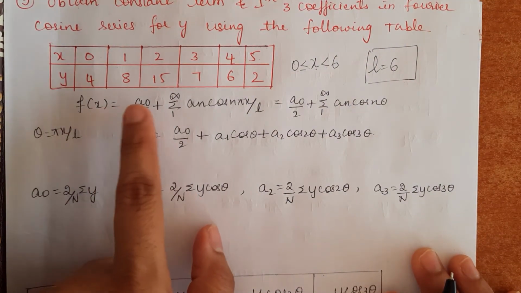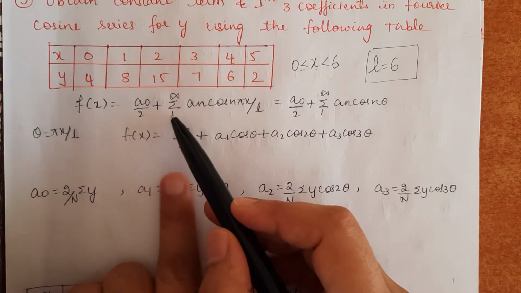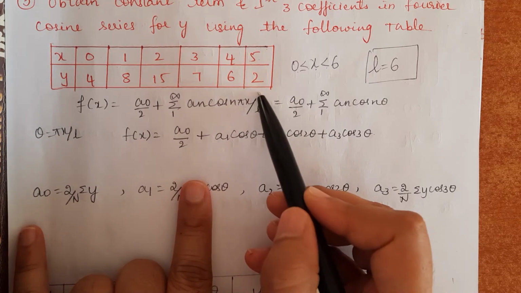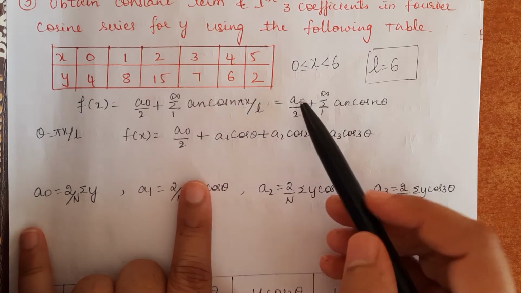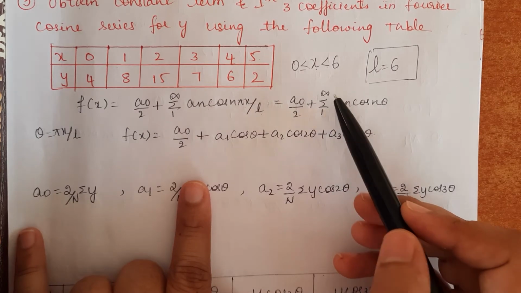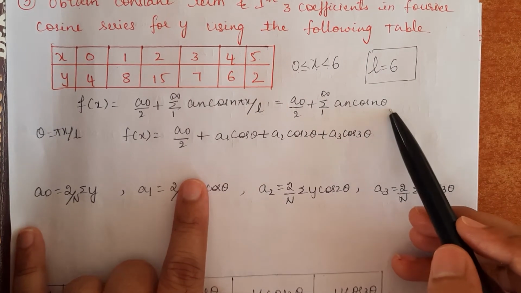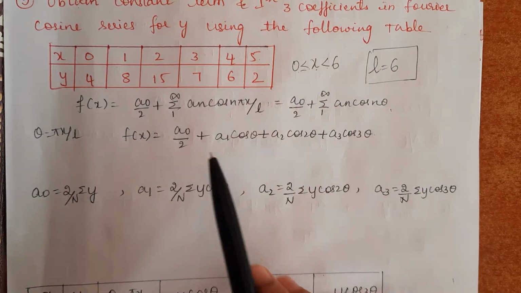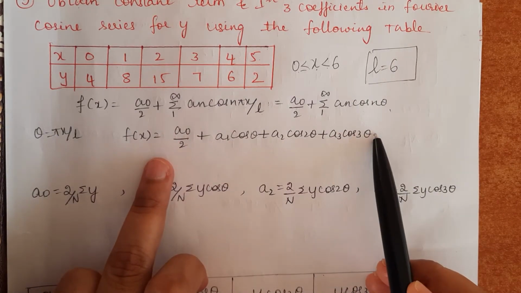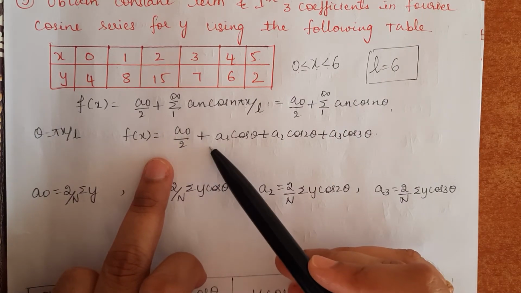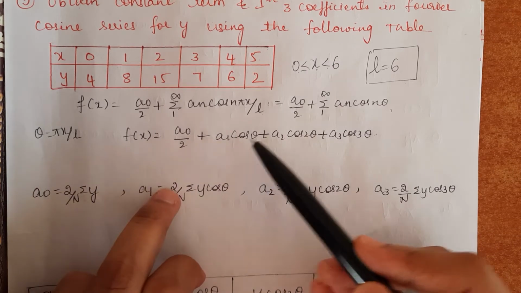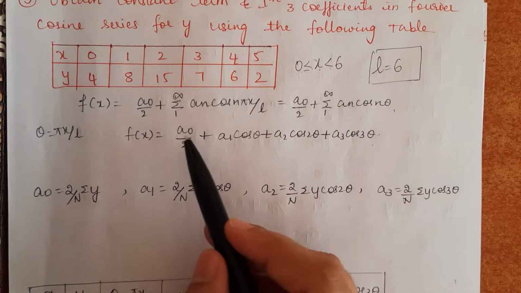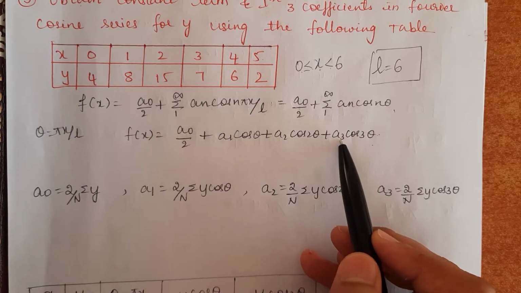And f of x equals a naught by 2 plus summation n equals 1 to infinity a n cos n pi x by L. And we know that pi x by L should be taken as theta. So a naught by 2 plus summation 1 to infinity a n cos n theta. Since we want the values up to the third harmonic of the cosine term, I will rewrite the formula like this: a naught by 2 plus a1 cos theta plus a2 cos 2 theta plus a3 cos 3 theta. Here we should calculate a0, a1, a2 and a3.